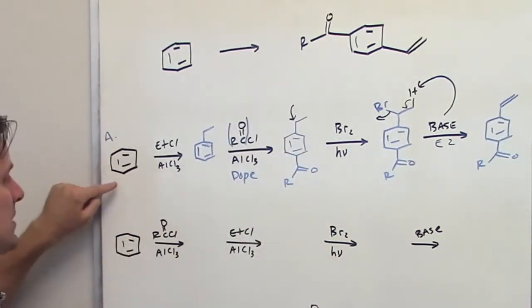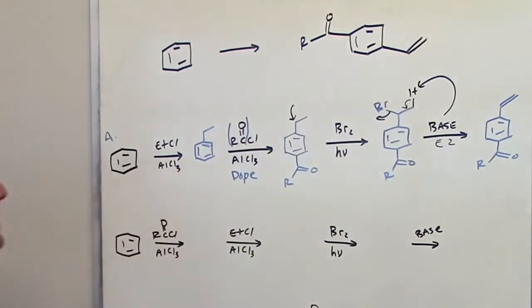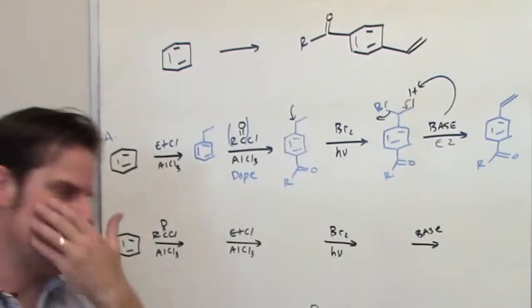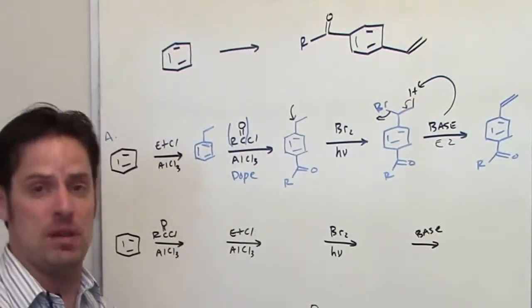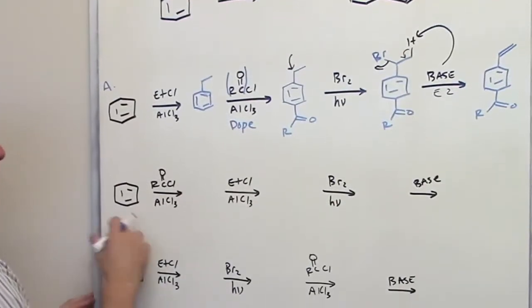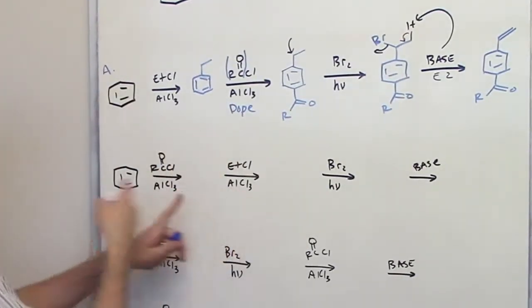Does this sequence successfully convert benzene into the product shown up here in the original question? Yes, it does. So the correct answer is A. Now, for the sake of making sure we understand everything, let's see what would happen if we did the other sequences. I take benzene here, and I treat it first with the acylation conditions. In other words, these two steps have been switched in order.